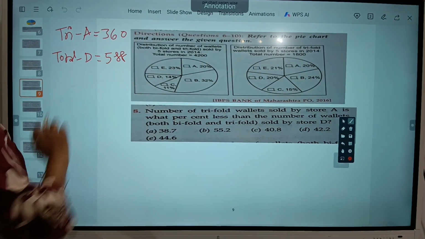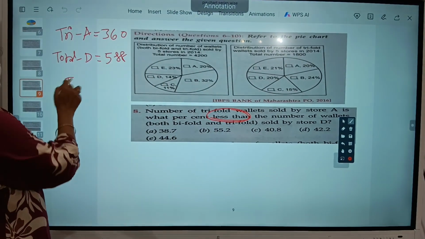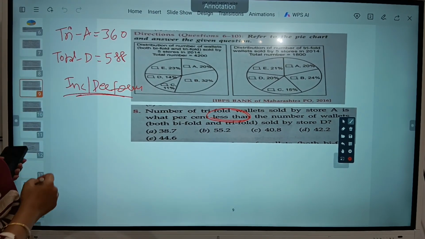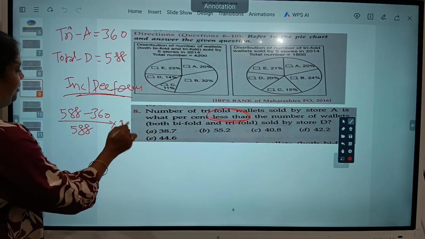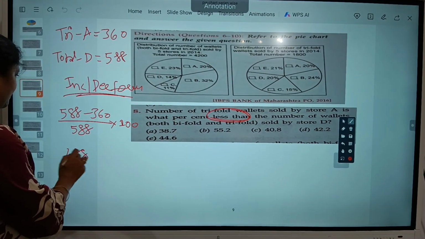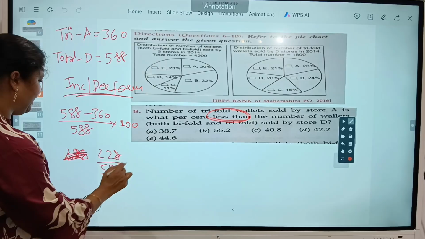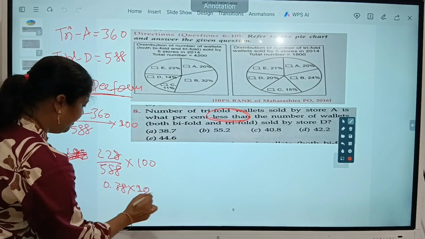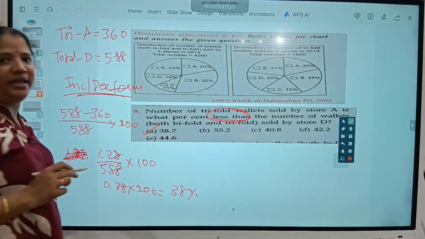So now what is asked in the question? What percent less than? Less than or greater than means what we have to use? Increase or decrease formula we have to use. We will do like this: 588 minus 360 by 588 into 100. Less than is asked. So 228 by 588 into 100. So it comes 0.38 into 100. This is nothing but 38%. So the approx answer here is A, 38.7.